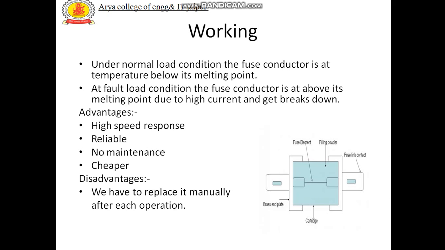If we talk about the advantages of the HRC fuse, it has a high speed response, is reliable, needs no maintenance and is cheaper. There is a disadvantage also: we have to replace it manually after each operation.